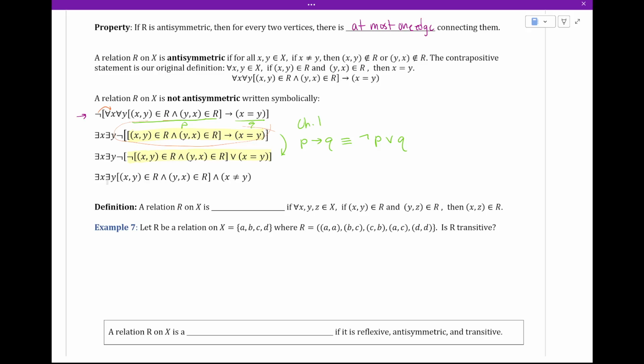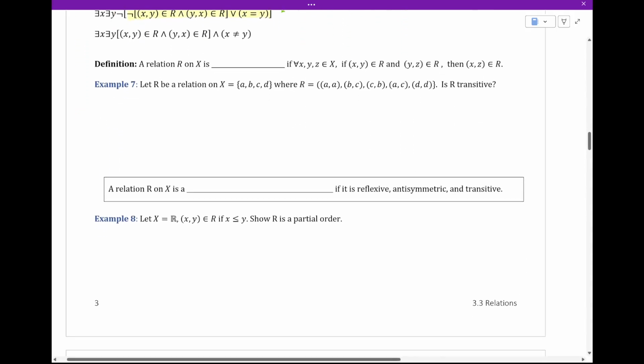So as I continue on in my proof, I distribute some more nots, and I end up with: there exists an x and there exists a y such that (x,y) in R and (y,x) in R, and that means that x is not equal to y. So here we're seeing a logical proof of this antisymmetric property.